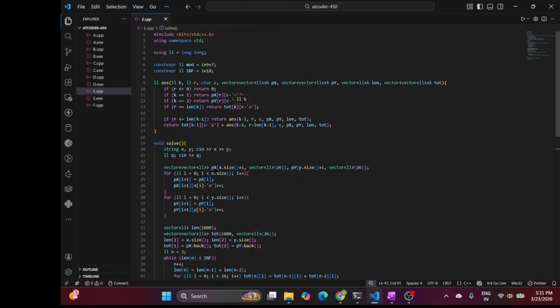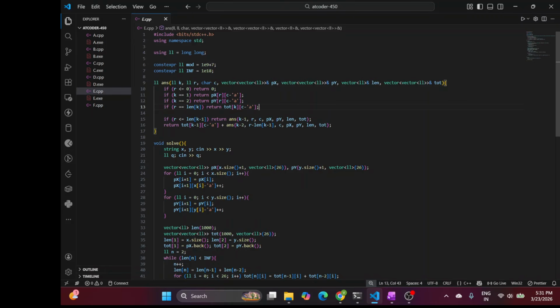Now, what is our function? If my current range value becomes negative for some reason, then I'll return 0 because it doesn't make sense, right? And my k basically tells me the t, right? So if it is my first string, then I just pick up the prefix count of the first string. Else I pick up the prefix count of the second string. Else, suppose I am on the kth string and my length of kth string is equal to r.